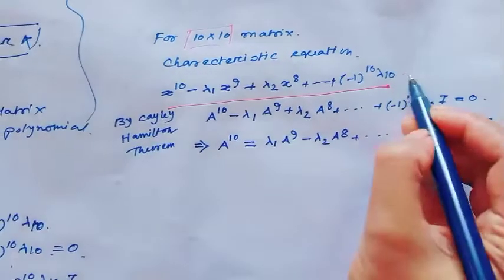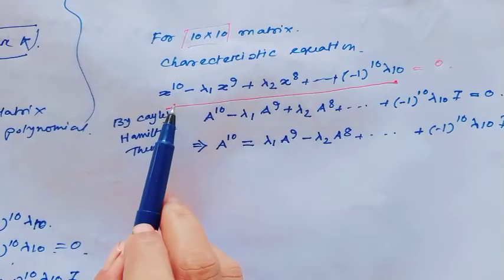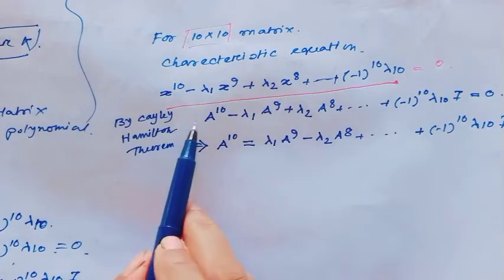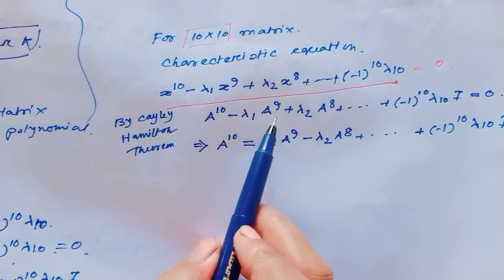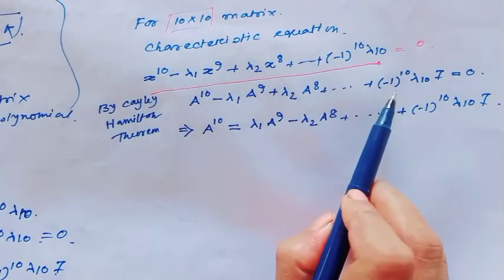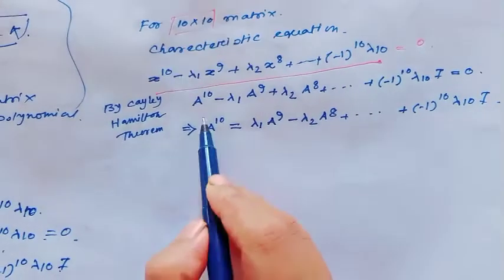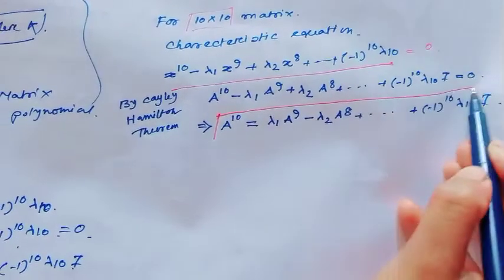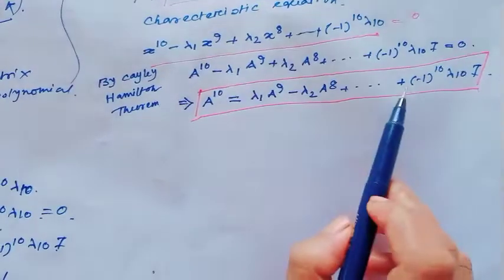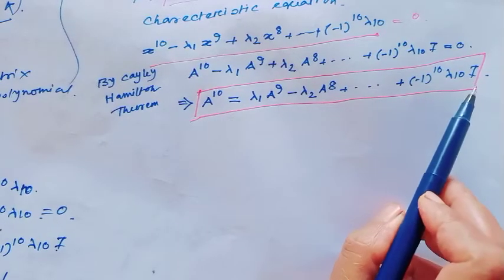This is equal to the 0 polynomial, and by the Cayley-Hamilton theorem, since every matrix satisfies its characteristic polynomial, this would be A to the power 10 minus lambda 1 A to the power 9 plus lambda 2 A to the power 8, this would continue, plus minus 1 to the power 10 lambda 10 times identity equal to the 0 polynomial. That implies A to the power 10 equals lambda 1 A to the power 9 minus lambda 2 A to the power 8, this would continue, and here plus minus 1 to the power 10 lambda 10 times identity.